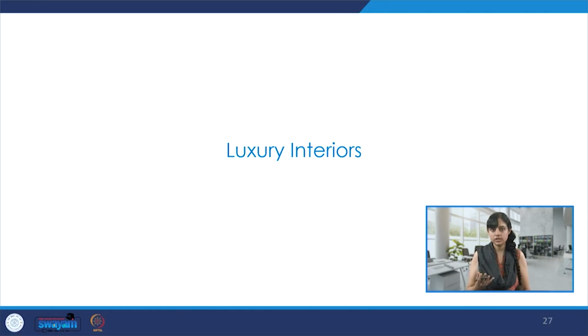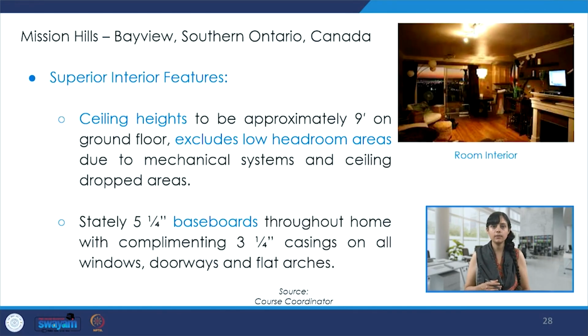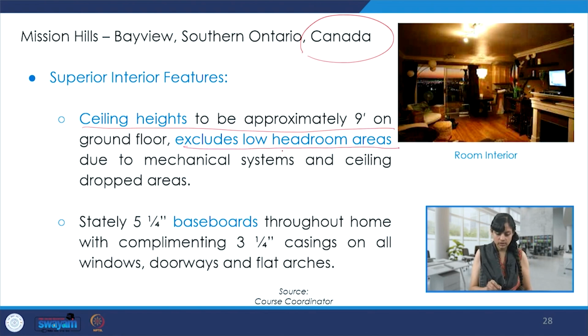Then some of the luxury interiors we can see over here. This is a project, Mission Hills in Canada, and it has some very interesting features. Now actually what is happening here is that the ceiling height is approximately 9 feet, and they exclude low headroom areas due to mechanical systems, and therefore the ceiling dropped areas. So whenever we talk about mechanical systems and servicing, the height of the ceiling gets impacted, of course, and therefore we have to design in that manner.